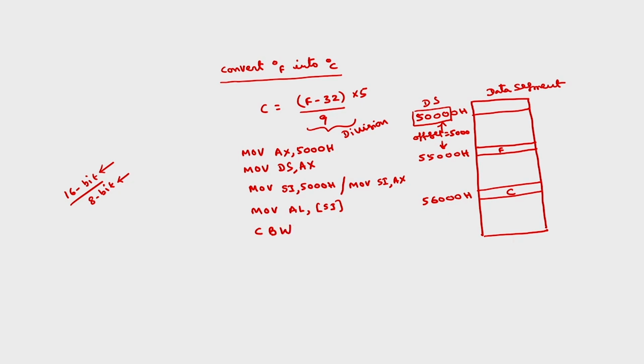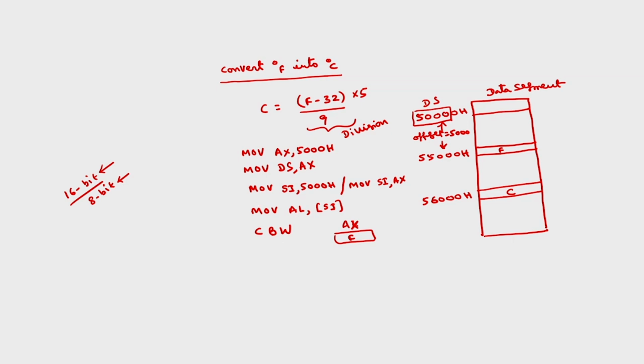This is sign extension. Now AL will be having a word. The sign bit of AL will be copied onto AH and this becomes AX. AX will contain the F value now. This I have explained in the instruction set. Convert byte into word. Simply the sign bit of AL will be copied onto AH.